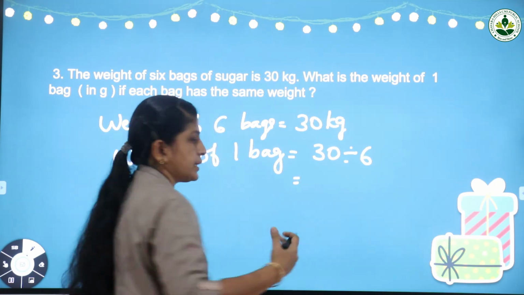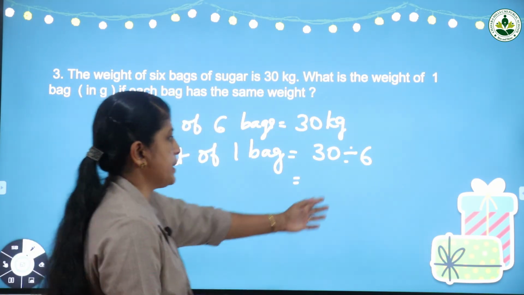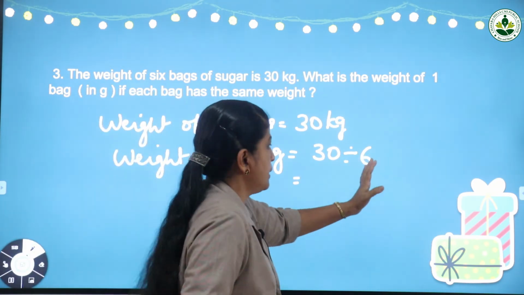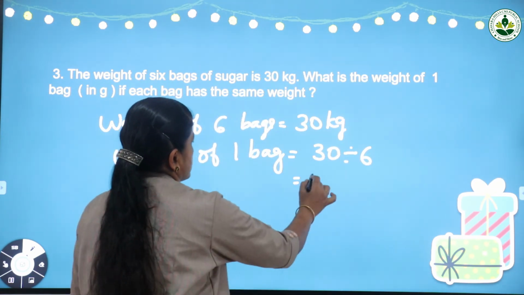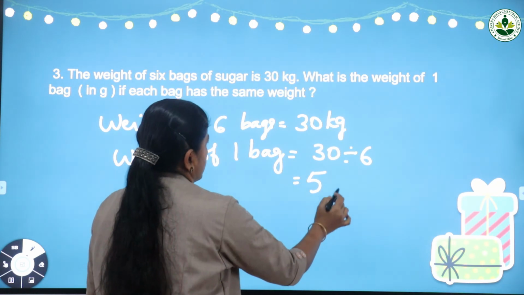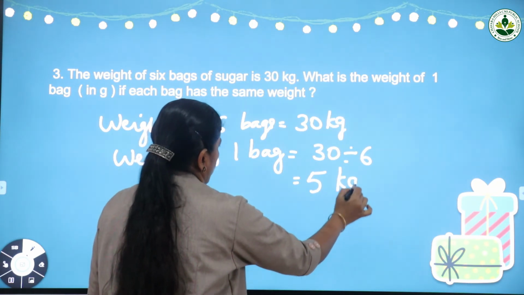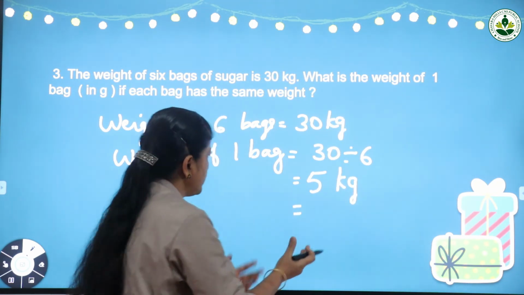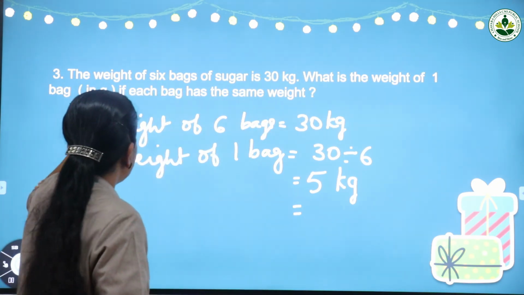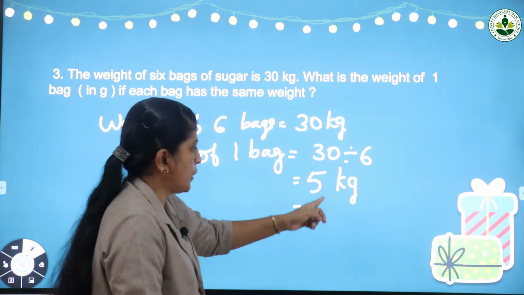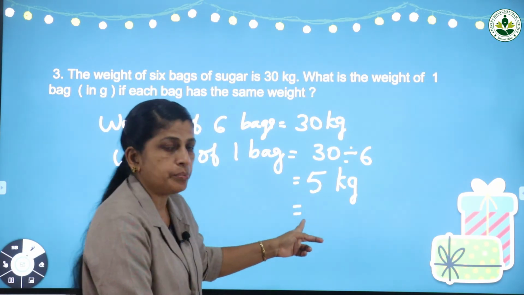And you know that 30 divided by 6 is what? Say the multiplication table of 6 and find how many 6s are 30. 6 5s are 30. That means 5 kilogram. And we got the answer in kilogram, but we need to find the weight of one bag in gram. Therefore, convert that kilogram to gram.